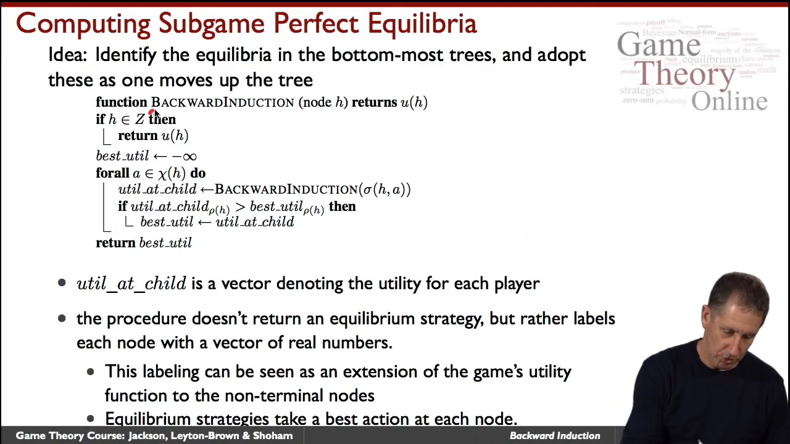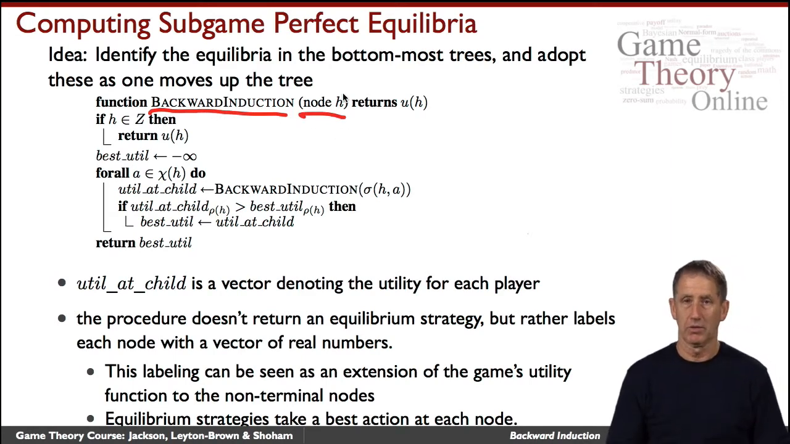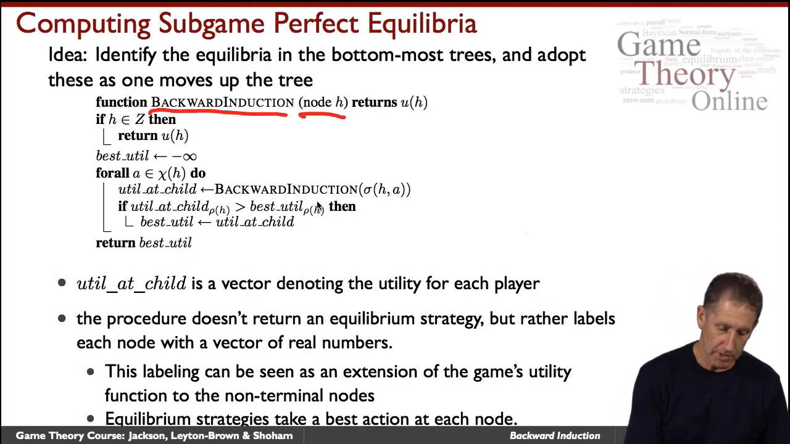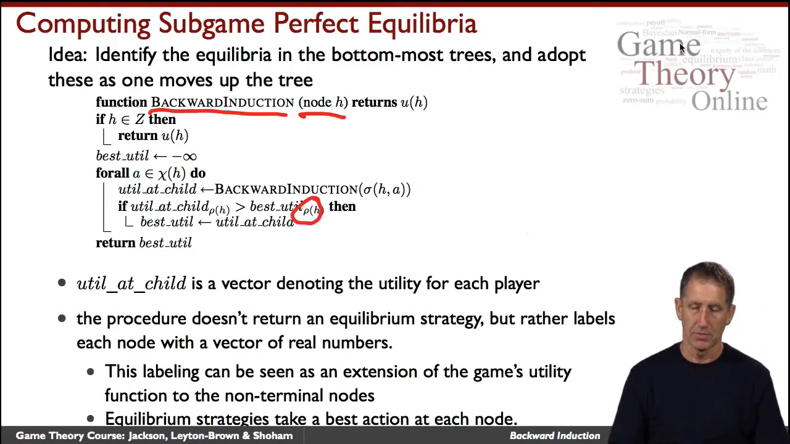The procedure is called backward induction, and it takes one argument, a node in a tree, any node. Could be the root, could be a leaf, or anything in between. And of course, every node has some player associated with it. Anticipating what we'll encounter shortly, ρ(h) will be the player associated with that node h. And when the procedure returns, it'll give us the payoffs to all of the agents associated with that node. So how does that work?